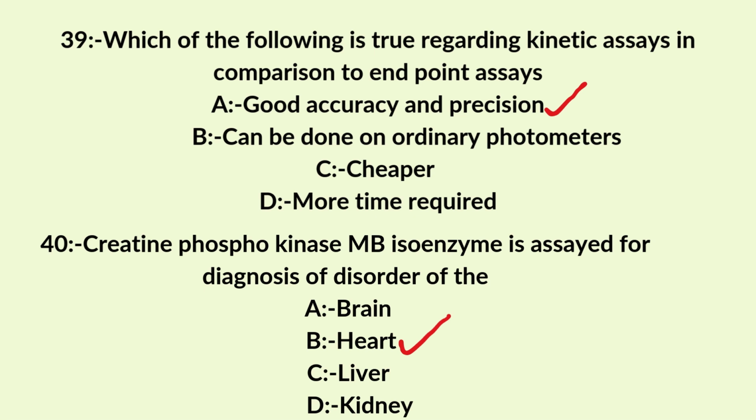Which of the following is true regarding kinetic assays in comparison to endpoint assays? Options: good accuracy and precision, can be done on ordinary photometers, cheaper, more time required. Answer is option A, good accuracy and precision. Next one, creatine phosphokinase MB isoenzyme, CKMB isoenzyme, is assayed for diagnosis of disorder of the, options: brain, heart, liver, kidney. Answer is option B, heart.